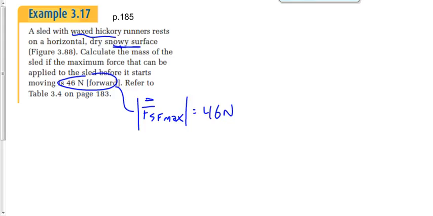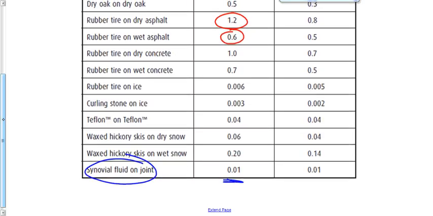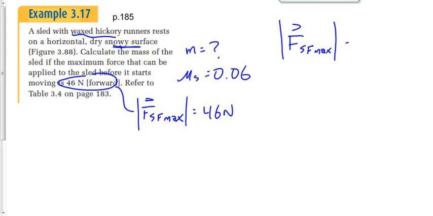What else do we have? Waxed hickory runners, dry snowy surface. We're going to use the coefficient of static friction, 0.06. And we want to find the mass here. Well, we know that the maximum force of static friction is equal to mu times the normal force.